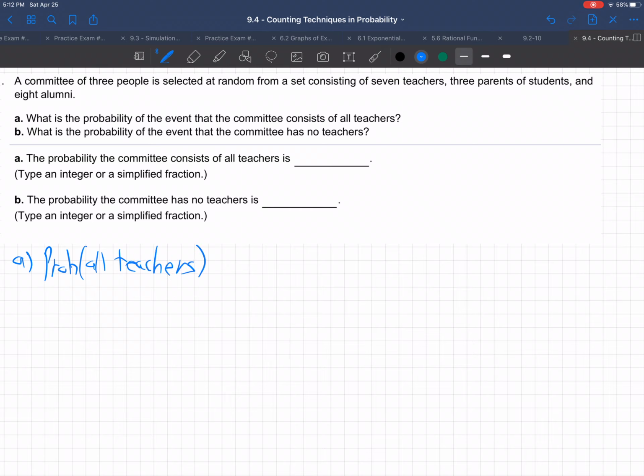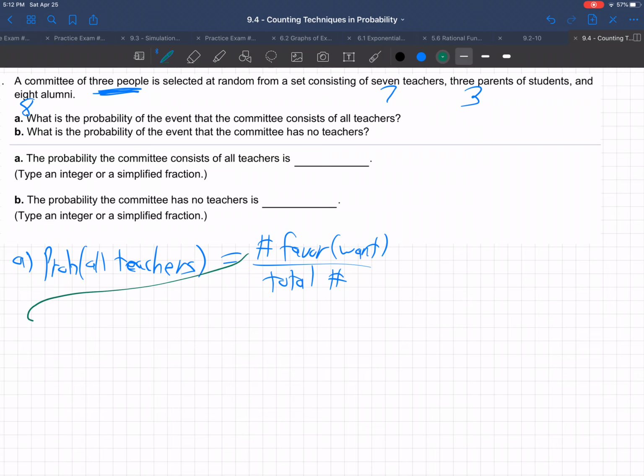So they're grabbing at random. They're going to grab a committee of 3 people, and there's 7 teachers, 3 parents, and 8 alumni. So just at random, they're going to grab 3 people out of the 7 teachers, 3 parents, and 8 alumni. What's the chance they all 3 end up being teachers? Well, probability, remember, is the number in favor of what you want to happen over the total number of ways it can happen.